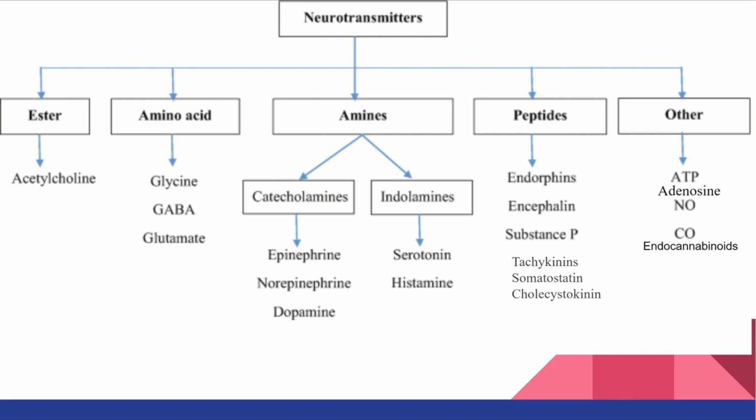Then we have nitric oxide. This is found in the central nervous system and in the peripheral nervous system. It is excitatory or inhibitory based on its receptor. And this is just a normal communicator. It's just going to be a neural transmitter.